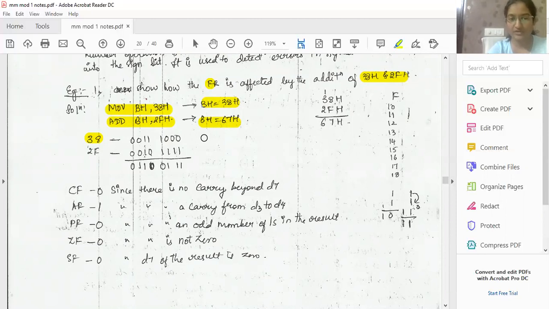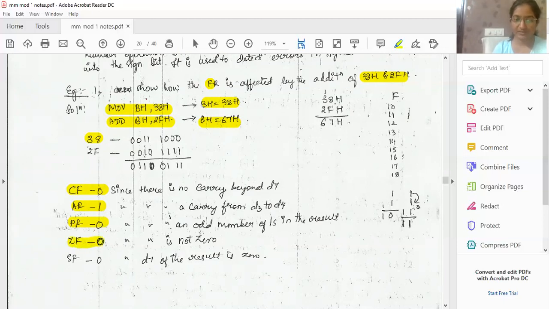And count the number of ones in the lower byte of the result to check the parity. 1, 1, 1, there are 3 ones. So it is odd. Even parity will go low. So as you can see here, carry flag is 0 because there is no carry from the D7th bit. Auxiliary flag will be 1 because there is a carry from D3 to D4. Parity flag is 0 because the number of ones in the lower byte is odd.